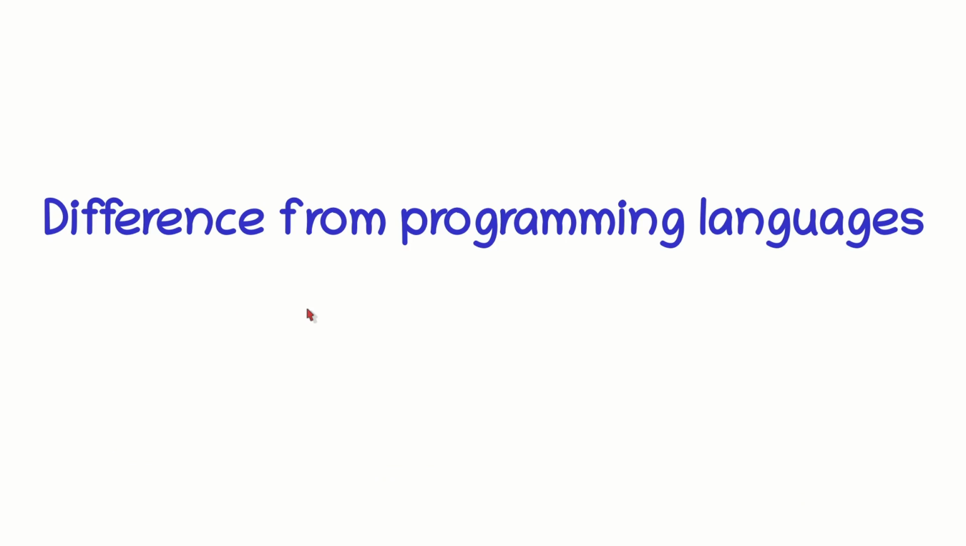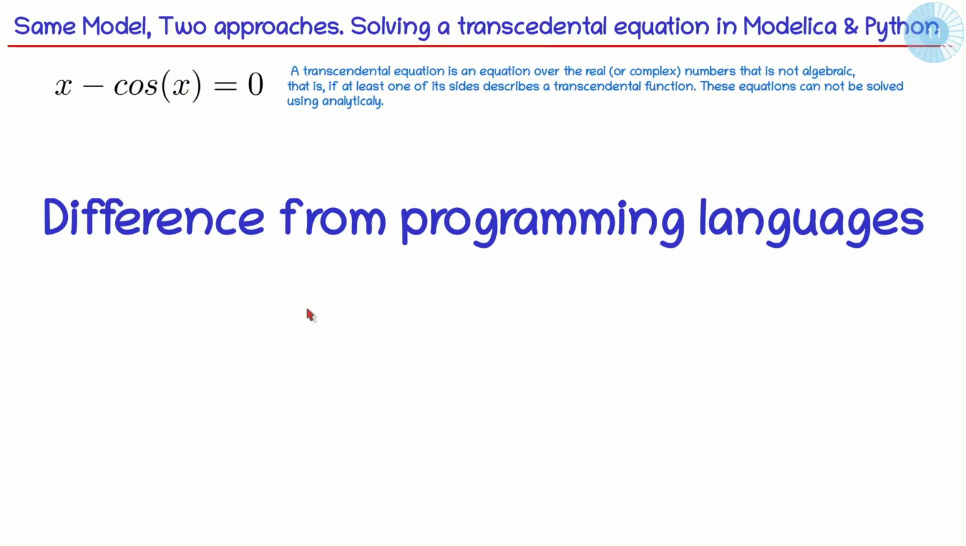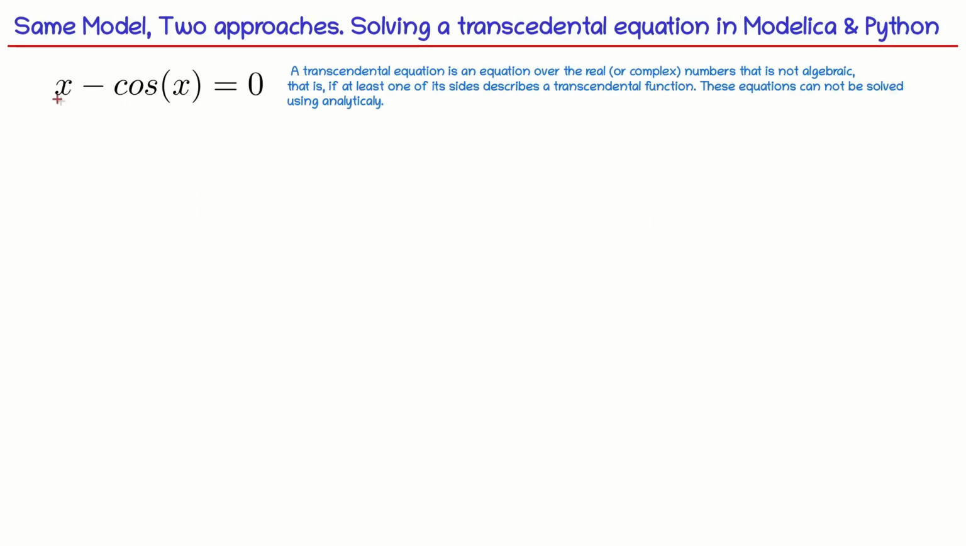So let's take a simple example and see how that can be solved using Python and then how that can be solved using Modelica. The same model we are taking is a simple transcendental equation, that is x minus cosine of x equal to 0, or in other words, x is equal to cosine of x. So both of these represent the same mathematical relation.